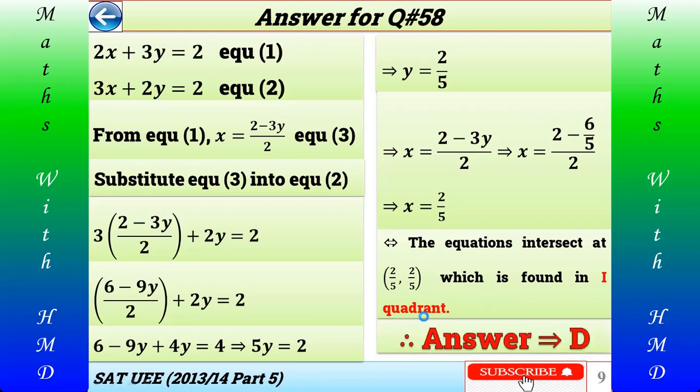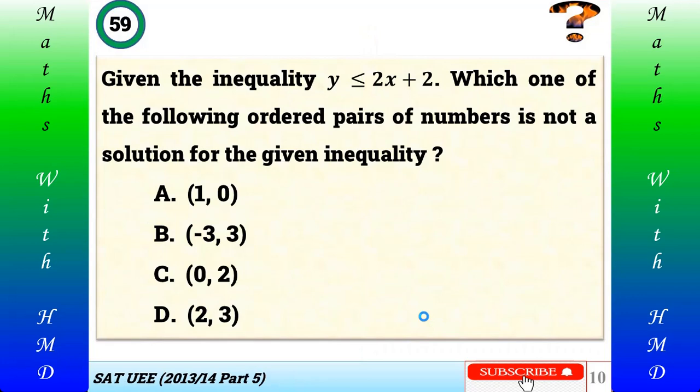Thank you very much. Let's continue again with question number 59. Given the inequality y less than or equal to 2x plus 2, which one of the following ordered pairs of numbers is not a solution for the given inequality? A, 1 comma 0, B, minus 3 comma 3, C, 0 comma 2, D, 2 comma 3.